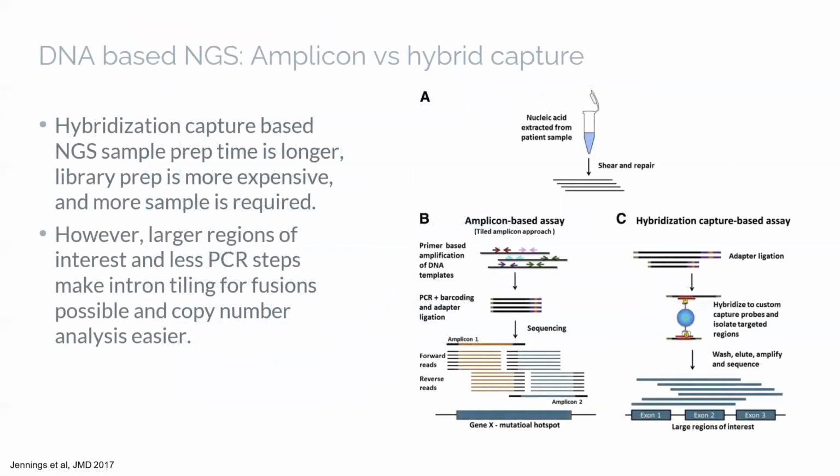This slide demonstrates some differences between amplicon and hybridization capture-based NGS. While hybridization-based capture takes longer and is more expensive, larger regions of interest can be looked at, and fewer PCR steps make intron tiling for fusions possible and copy number easier to analyze.